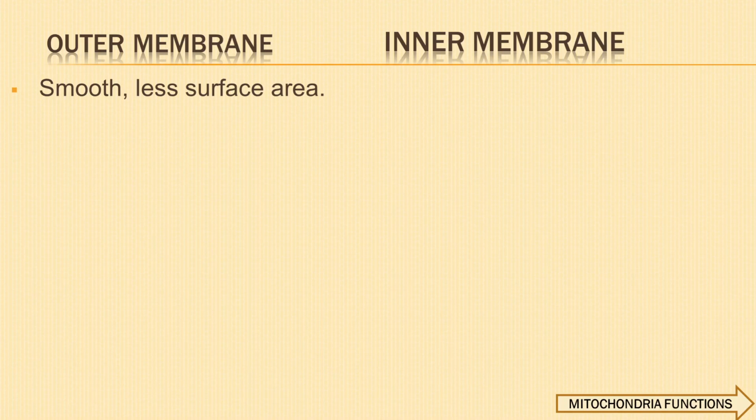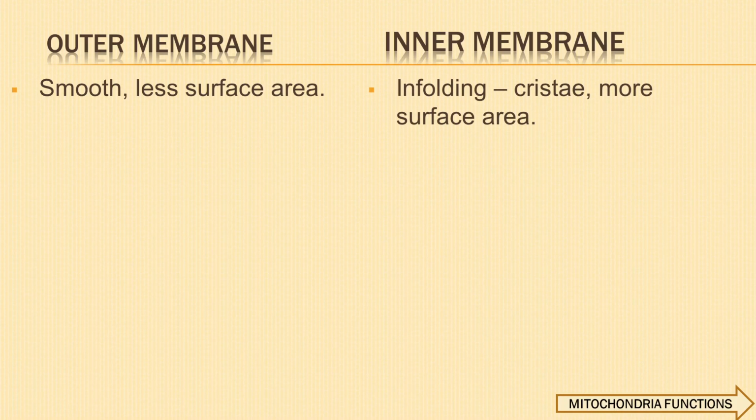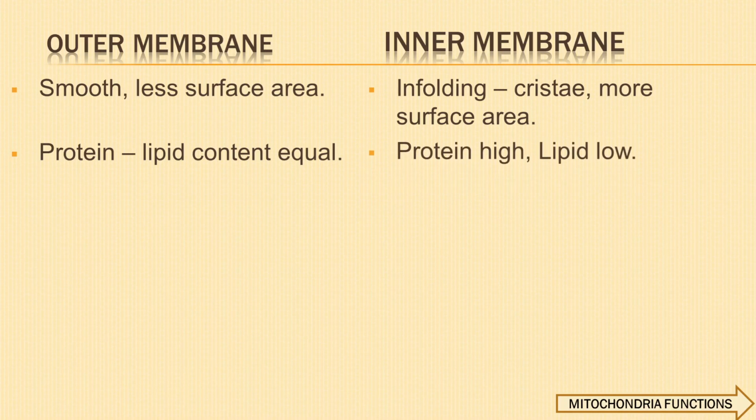Outer membrane has less surface area. Inner membrane has infoldings called cristae, which increase the membrane's surface area. Protein content in the outer membrane is roughly equal to that of lipids. Protein content is quite high, up to 80%, while lipid content is low in the inner membrane.